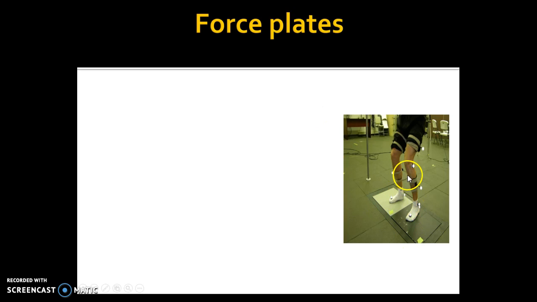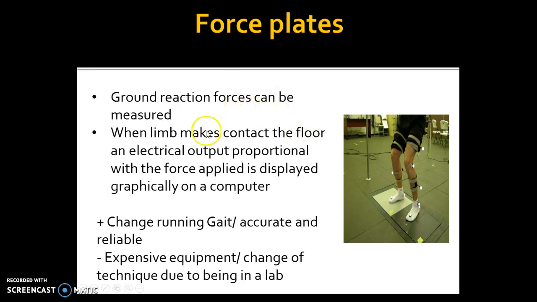What will happen is the force will be put down, and from that they will look at the reaction force, and this will be beamed up onto a computer in a graph and show the proportional electrical version of this reaction, and how hard, how high, how big the force is. So this is how you would talk about it. Ground reaction forces can be measured.